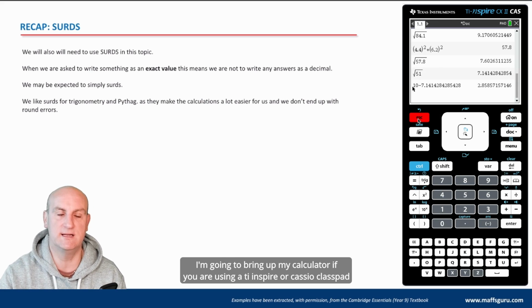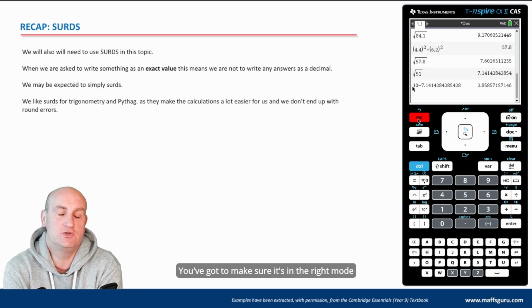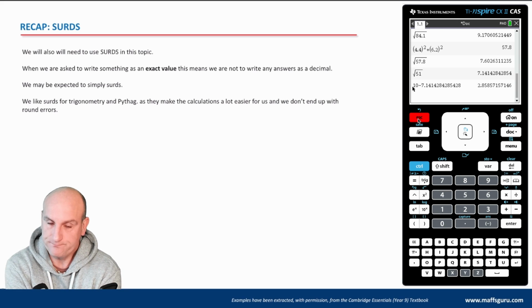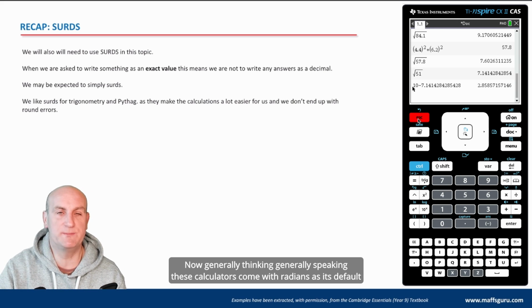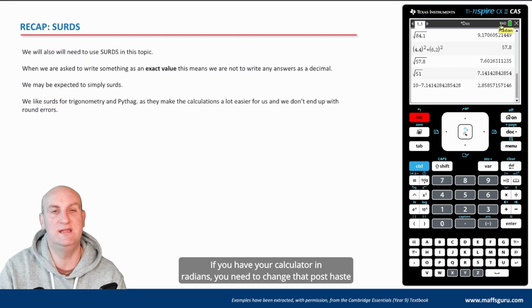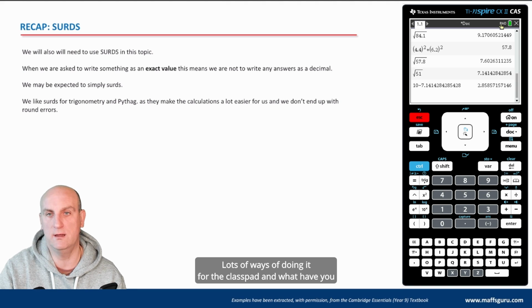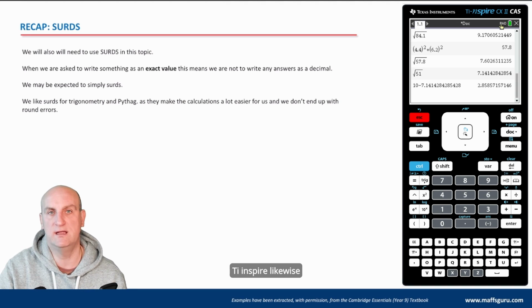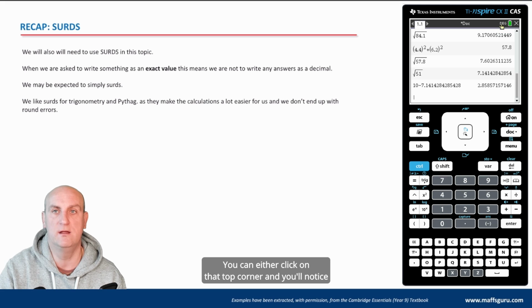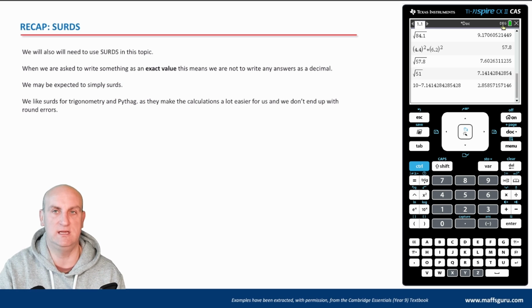Now, I'm going to bring up my calculator. If you are using a TI Nspire or Casio ClassPad, you've got to make sure it's in the right mode. Generally speaking, these calculators come with radians as the default. If you have your calculator in radians, you need to change that post-haste. There are lots of ways of doing it for the ClassPad. For the TI Nspire, you can click on that top corner and you'll notice it will cycle between deg and rad. You want it in deg, D-E-G.